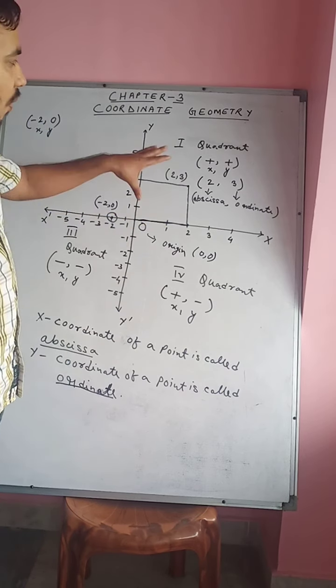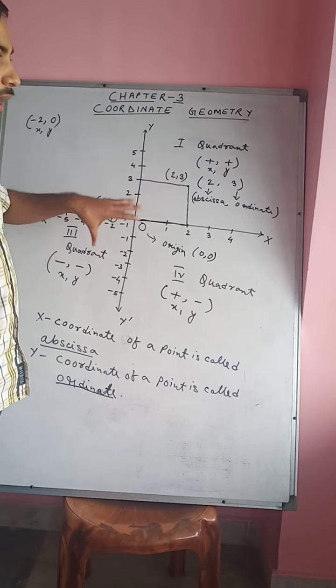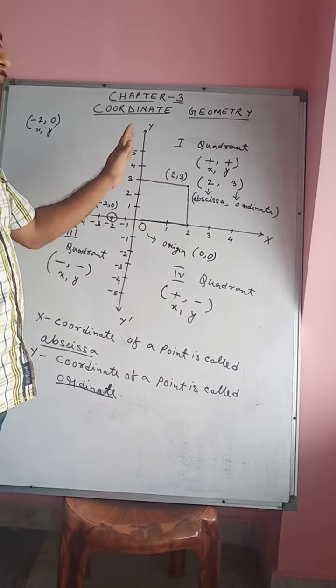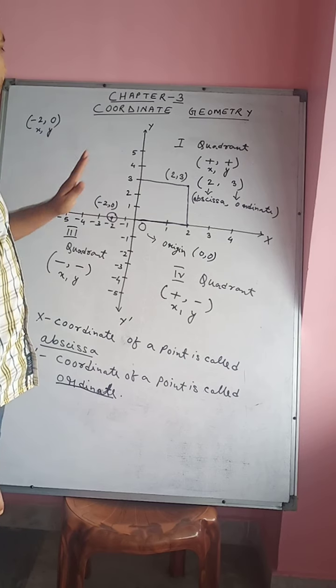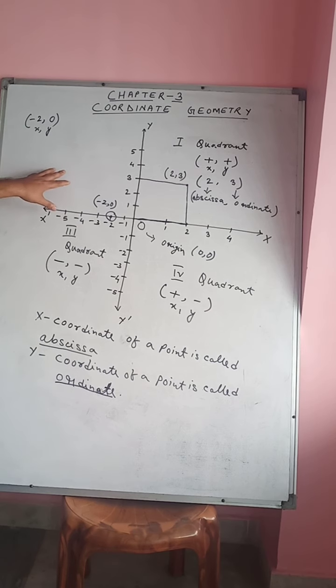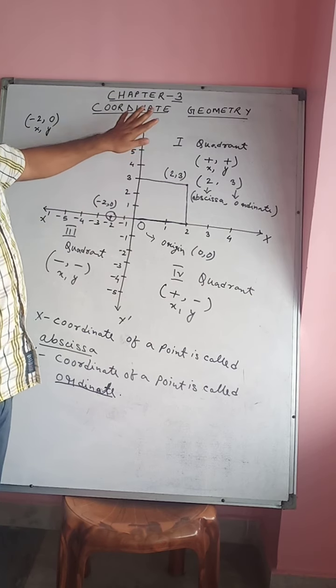So here, what kind of question will you get? You will get some questions where you need to locate points. By looking at the sign, we have to indicate in which quadrant or on which axis the point will lie. Coordinate geometry is the branch of mathematics in which problems are solved using a coordinate system.